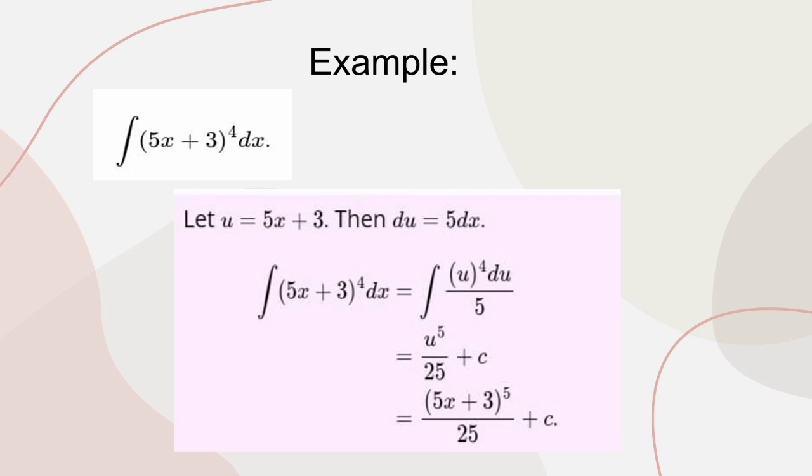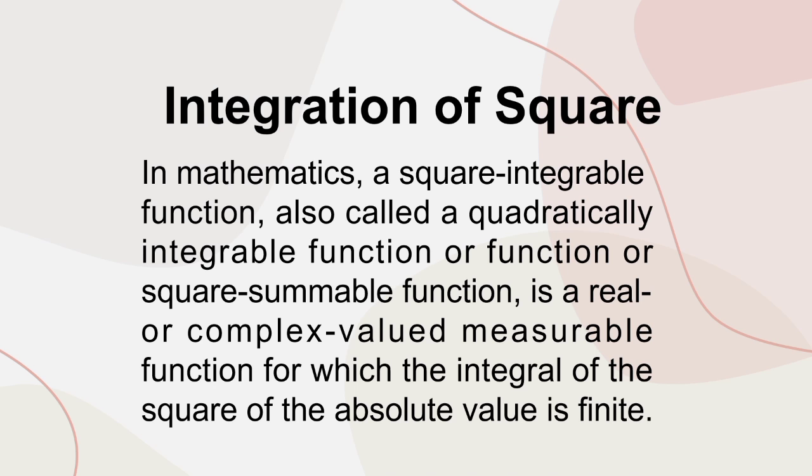So, for our next is the integration of square. What is integration of square? In mathematics, a square integrable function, also called a quadratically integrable function or square summable function, is a real or complex valued measurable function for which the integral of the square of the absolute value is finite. So now, we have here an example also.